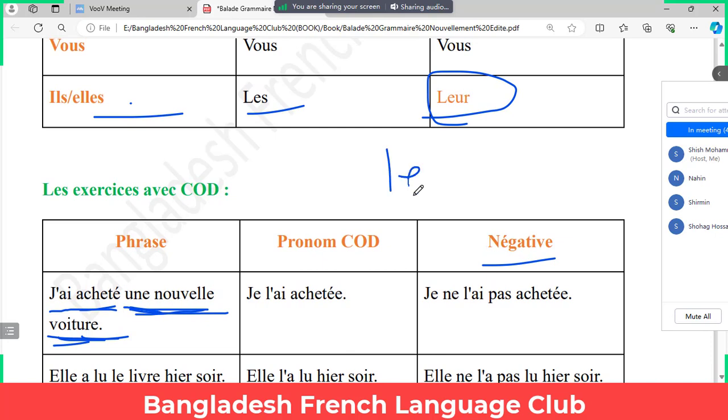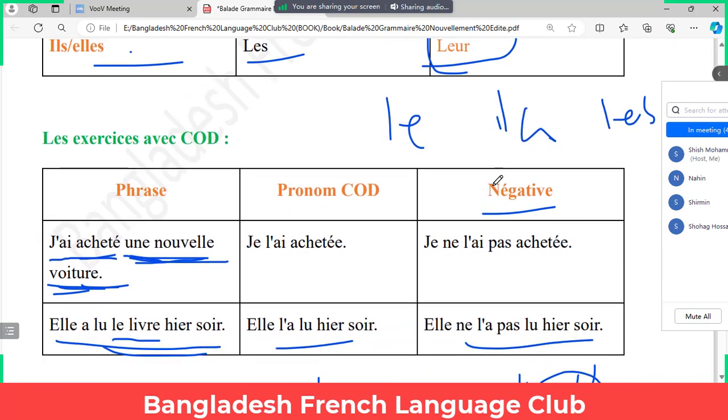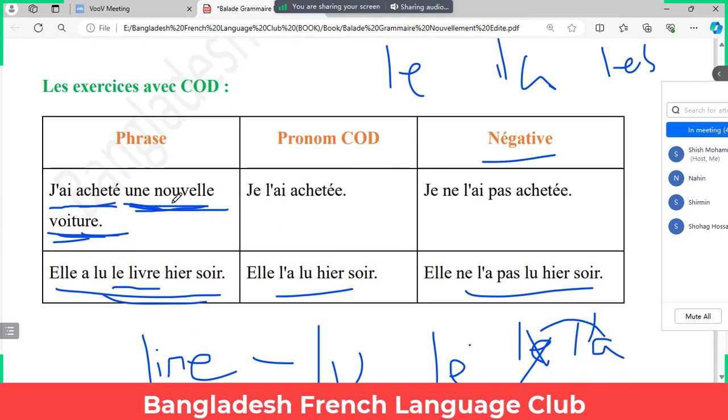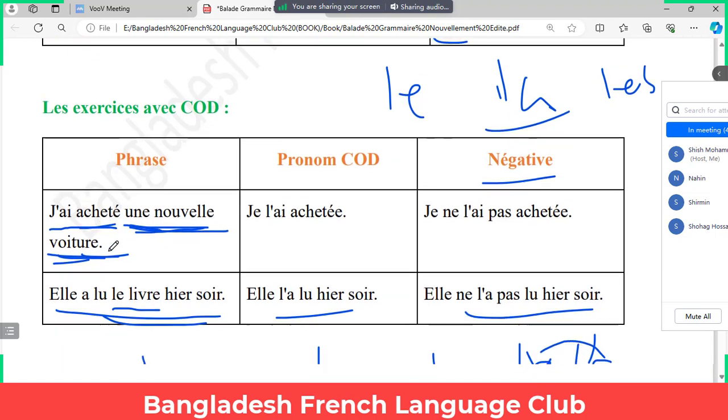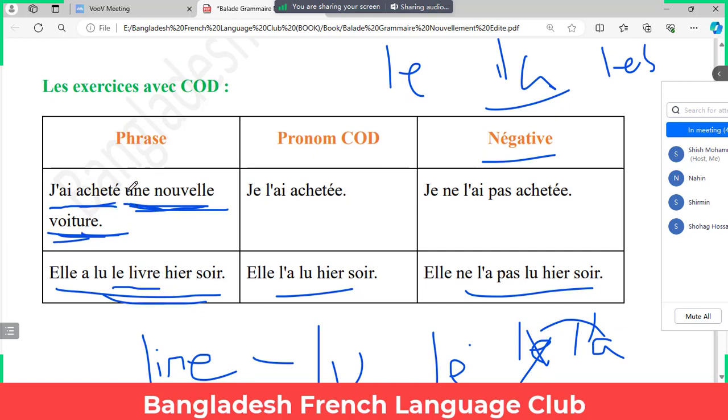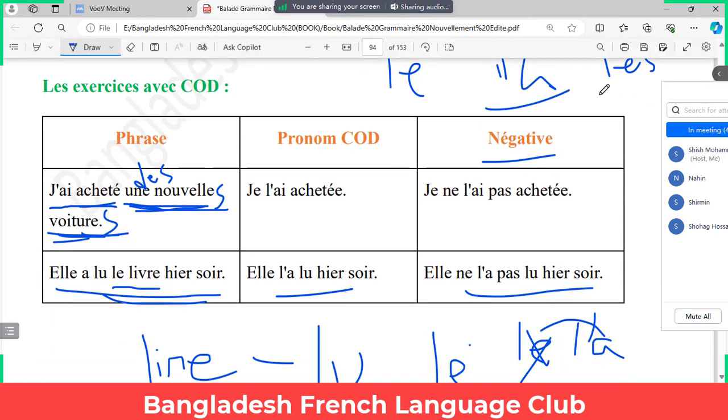So we have le, la and les, right? The number and gender of nouvelle voiture is feminine singular, so la is also feminine singular, right? So nouvelle voiture will be changed by la. If I make it plural, like if I say nouvelles voitures, okay, if I make it plural, then it will be replaced by les.